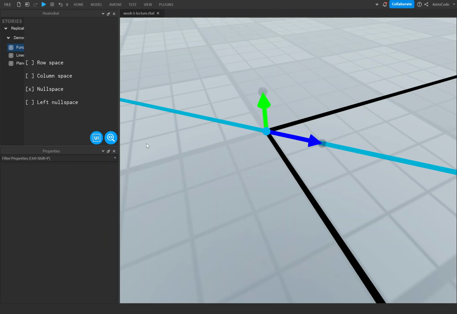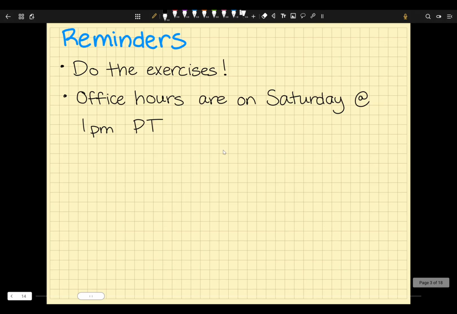All right, we'll switch back to the notes for eigenvectors. Okay. Now let's recap briefly what we did on Monday. And before we do that, of course, we have reminders to do the exercises and to come to office hours.